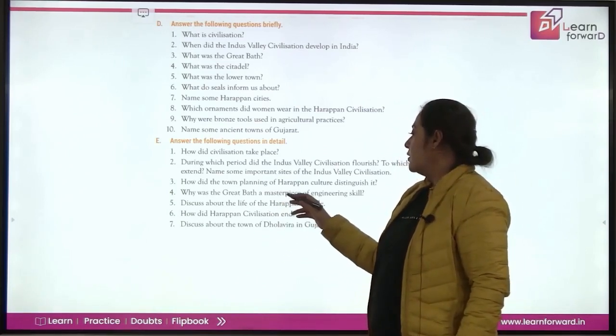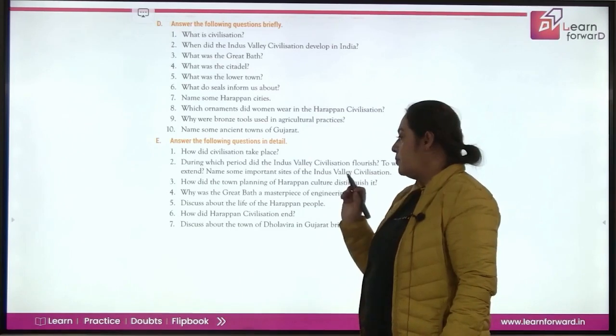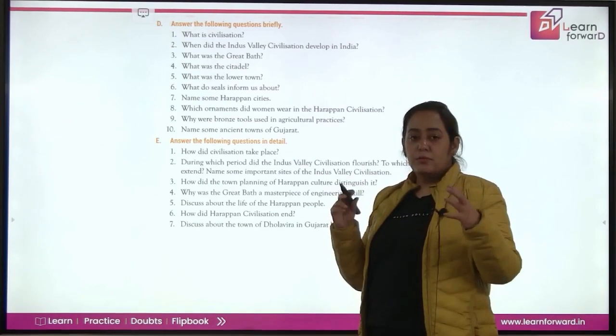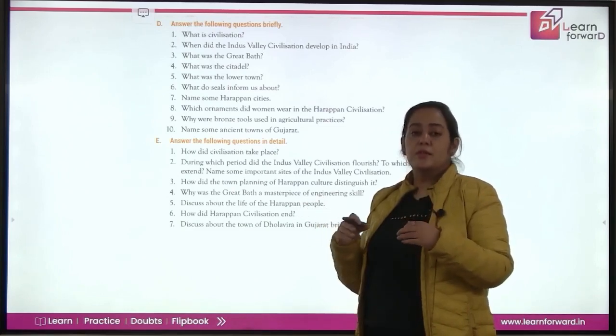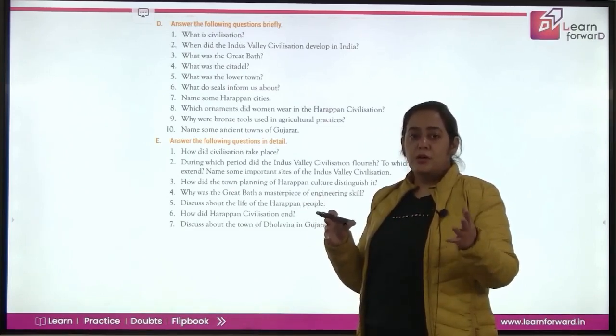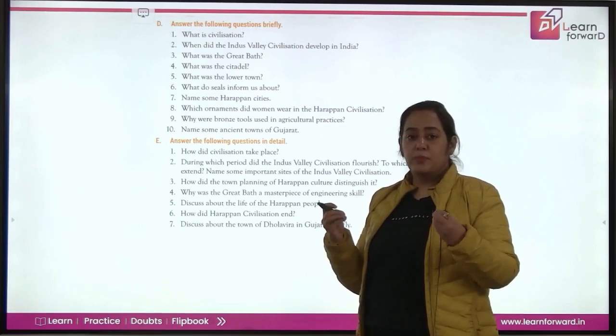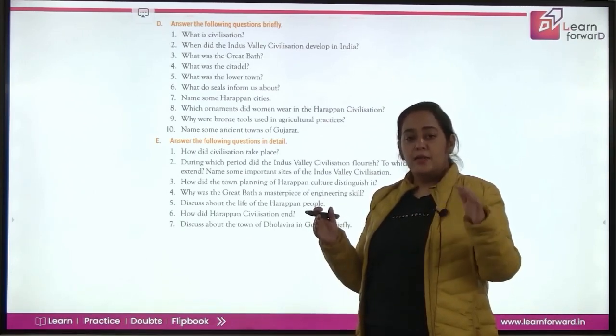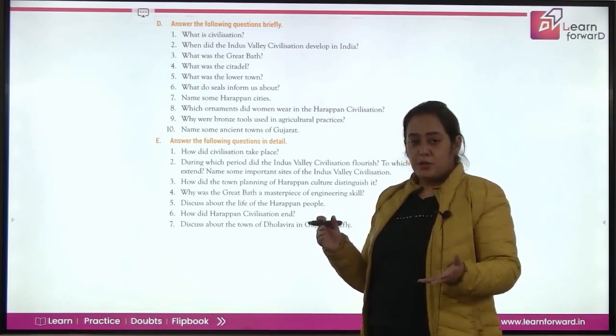Then, why was the Great Bath a masterpiece of engineering? The Great Bath was a masterpiece because it was meant for religious purposes. It is a great architectural piece made with brick on both sides. They had steps on either side, and the upper part was covered with a mat and wooden boards.